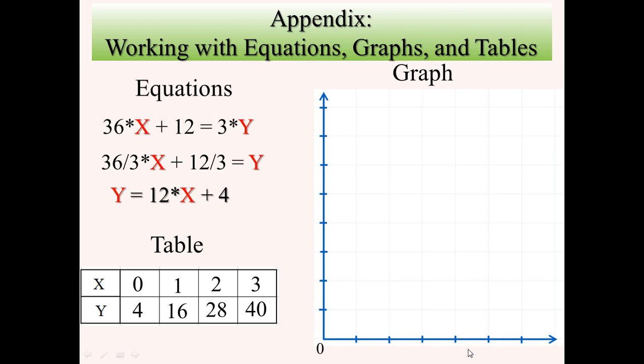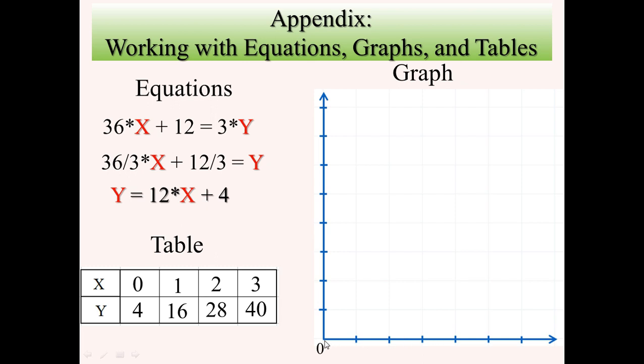This is the horizontal axis, this is the vertical axis. The vertical axis is the y axis, the horizontal axis is the x axis. Because we have an equation with two variables, when we draw a graph we have two axes: the y axis is vertical, the x axis is horizontal.